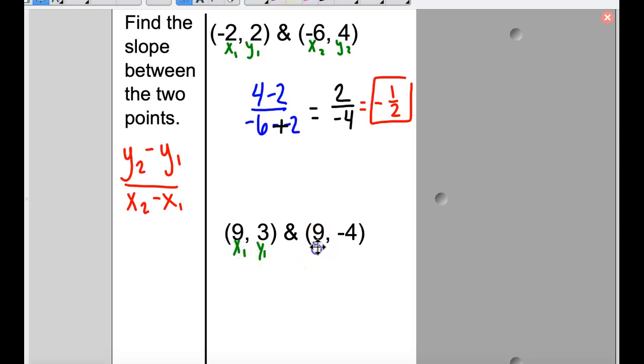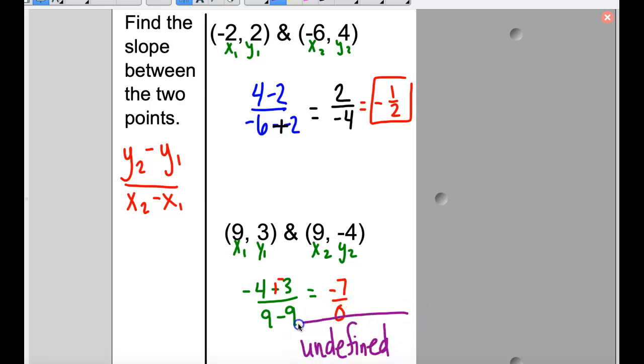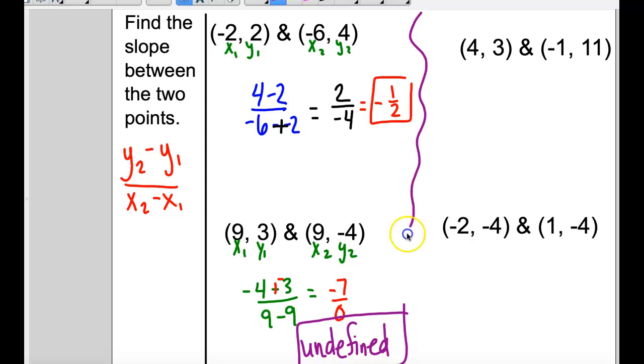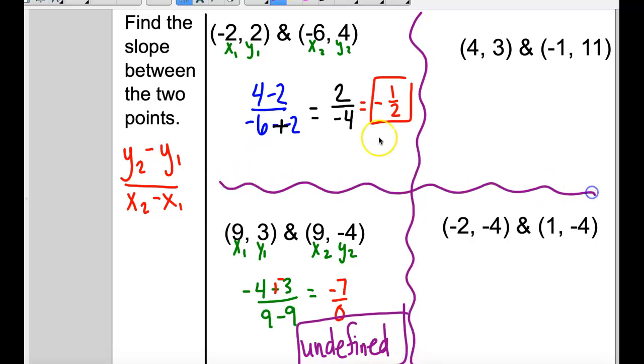I'm going to do one more with you, and then I'm going to have you try 2 on your own, right? So negative 4 minus 3 would go on top. 9 minus 9 goes on the bottom. If I work through this, negative 4 plus a negative 3 is a negative 7. 9 minus 9 is 0. It's been a while. But when that zero's on the bottom, that's that undefined slope, right? So I'm going to pause the video. I want you to see if you can answer those 2 questions and get them correct before we remind ourselves of the last couple things.